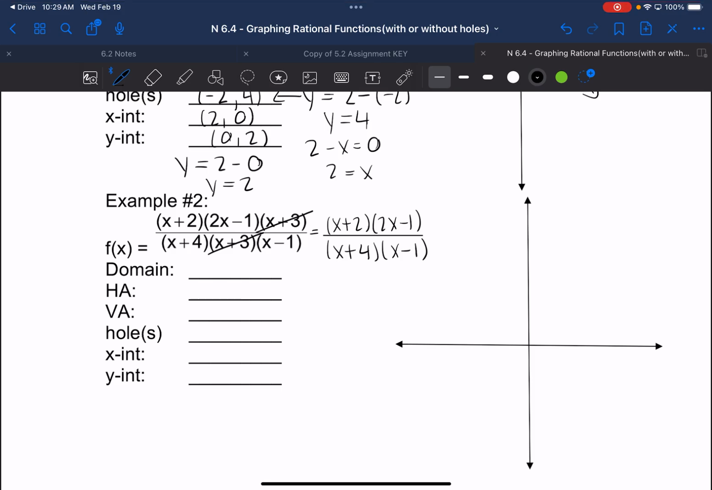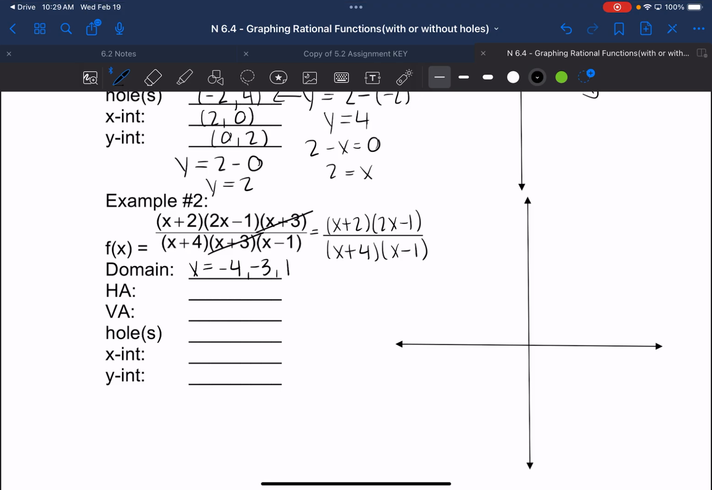All right, so for my domain, remember we look at the original. What numbers would I not want to plug in here because it's going to give me zeros? Negative 4, 1, and in the original, what else? Right, we look at the original for our domain. So x cannot equal negative 4, negative 3, or positive 1.